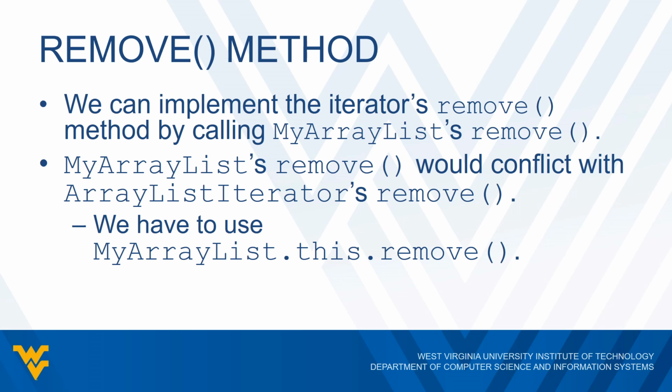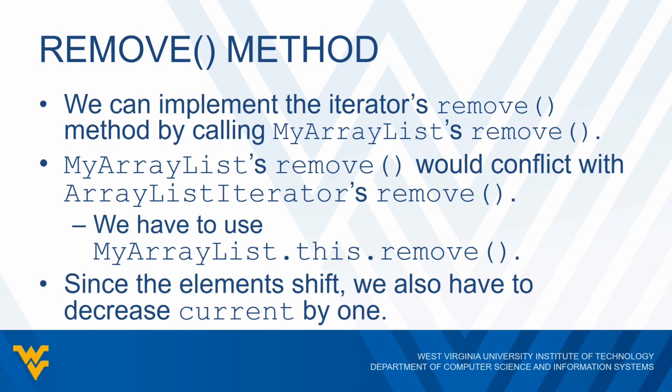Now, it should also be mentioned that after this item is removed, the elements do have to shift. So for the current variable to be pointing to or viewing the same element, it also has to shift. Therefore, we have to decrease that value by 1. That's why we have minus minus current as the argument for this remove method.